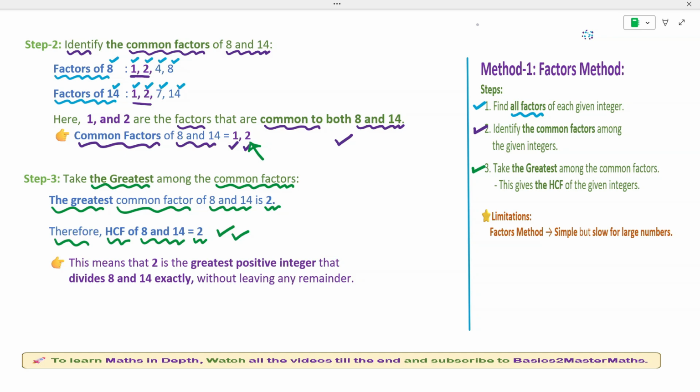This means that 2 is the greatest positive integer that divides 8 and 14 exactly without leaving any remainder. Got it? Finally, let us see the limitations of factors method. This method is simple but very slow for large numbers.